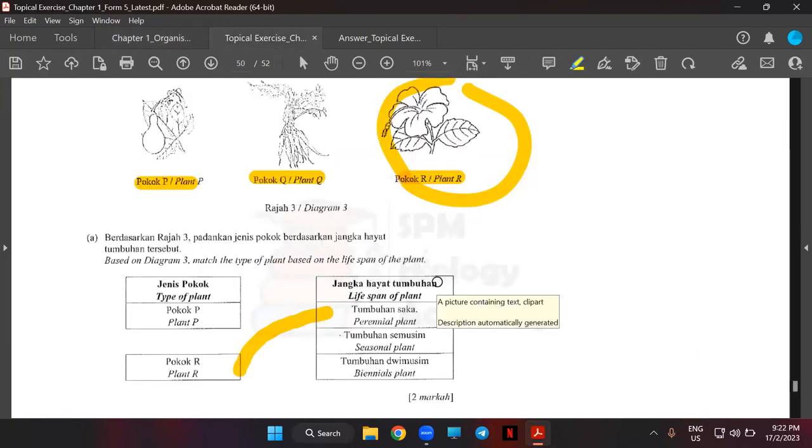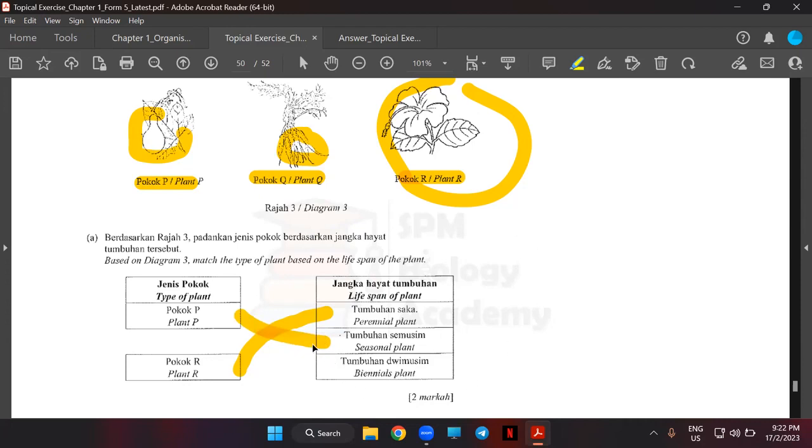Okey, sekarang pokok P. Okey, tengok pokok Q dulu lah. Tengok pokok Q dulu. Okey, I can see carrot here. I think you know, carrot ialah biennial. Carrot is biennial. Alright, tumbuhan dwimusim. Dan ini nampak macam labu air kalau tak silap saya. So, yang ni merujuk kepada tumbuhan semusim. Seasonal plant.